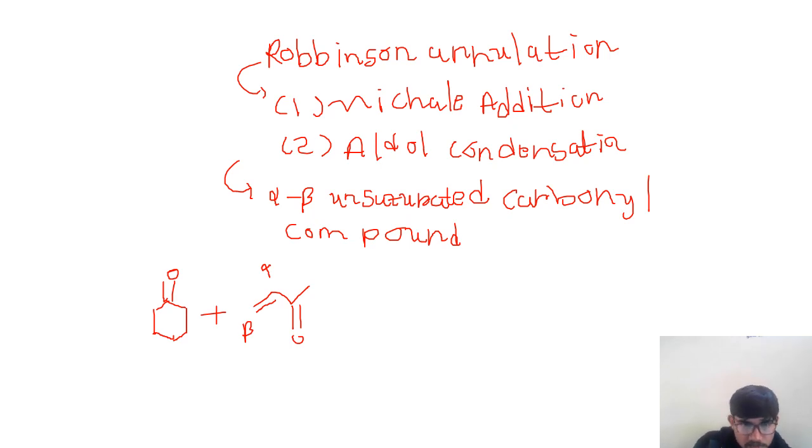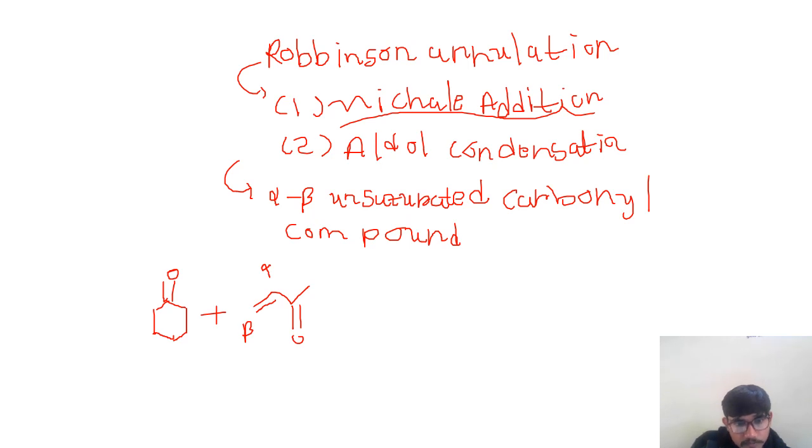Okay, so what happens in case of Michael addition? The Michael addition actually also takes place in the alpha beta unsaturated carbonyl compound, and one example of a drug I will also give you is warfarin. In the synthesis of warfarin, also Michael addition takes place. Okay, so remember that.